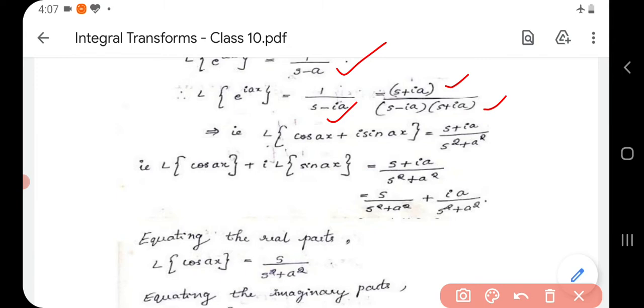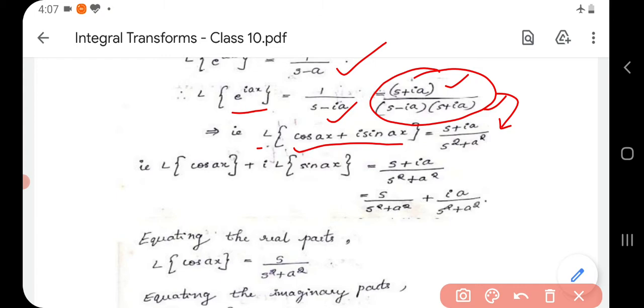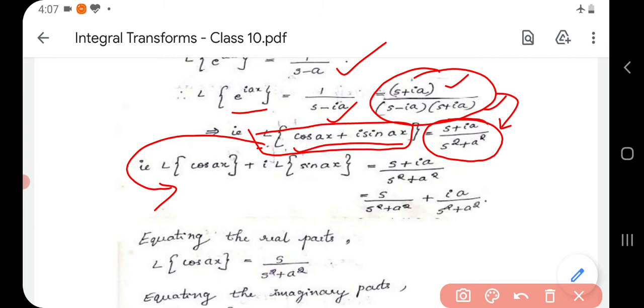Now e raised to i theta, you know it is cos theta plus i sin theta. So e raised to iax will be cos ax plus i sin ax. Then its Laplace transform. Now on simplifying this, you will get s plus ia by s square plus a square, right? Now you just split the real and imaginary part of this one. You also split the real and imaginary part of this one. On splitting, you will get this as this one and this one as this.